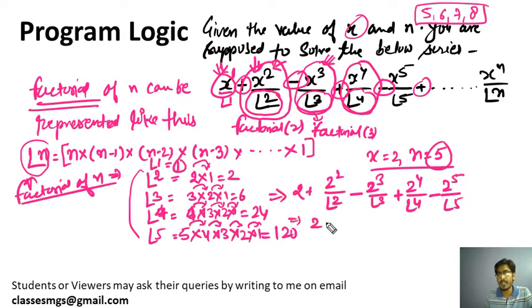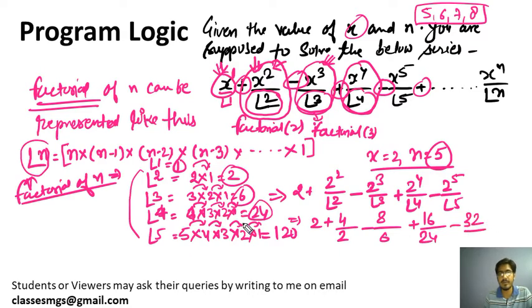So 2 plus 2 raised to power 2 is what? 4. 4 divided by factorial 2 is what? 2. Then 2 raised to power 3 is what? 8. Divided by 3 factorial is what? 6. Plus 2 raised to power 4 is what? 16. Divided by 4 factorial is what? 24. Minus 2 raised to power 5 is 32, divided by factorial 5, what is it? 120. So if you solve this series, whatever the value will be, this will be the answer. Okay, so this is how we solve this series.